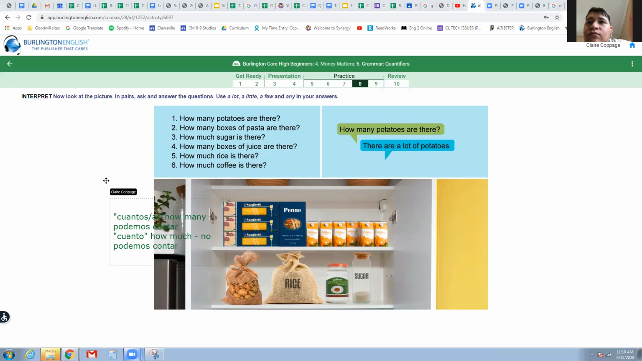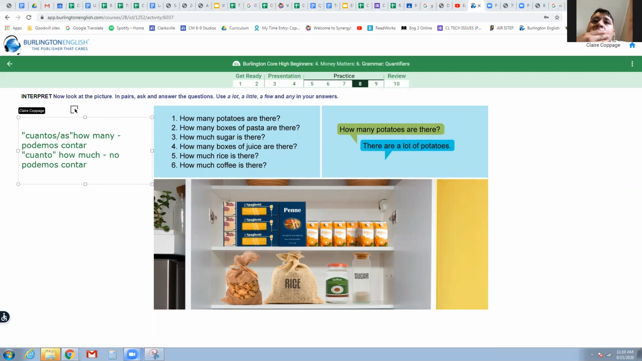And I'll put this over here. So we will look at this picture and continue talking about food like we were. So for example, we can ask how many potatoes are there? And I look and I see, oh, there are a lot of potatoes. So we'll use the questions here, but we want to answer in a complete sentence. So if it's plural, we can say there are, but if it's singular, we'll say there is. And this is equivalent to hay.